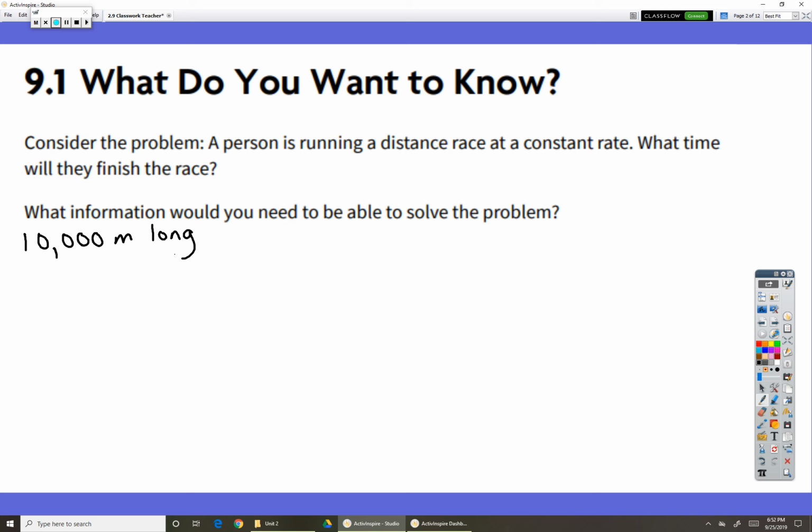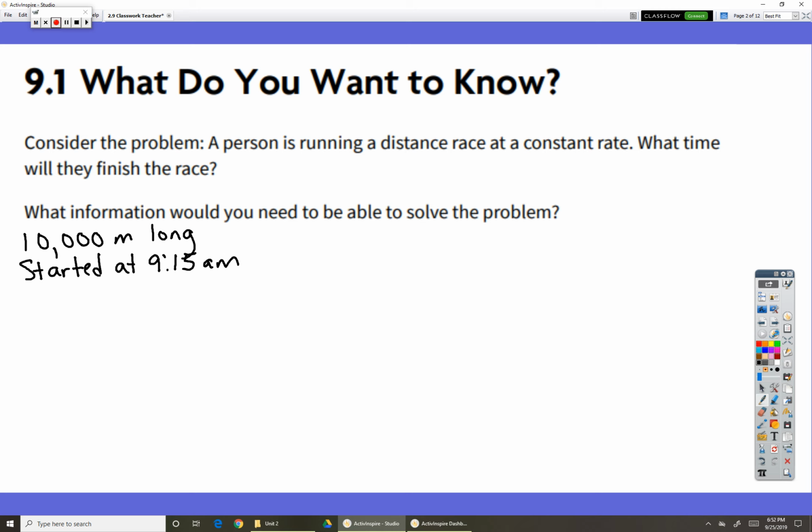Okay, if I'm going to be able to tell what time the person is going to finish the race, what time did the person start? So I'm going to tell you the person started at 9:15 a.m. I also might want to know, well, how fast did the person run?